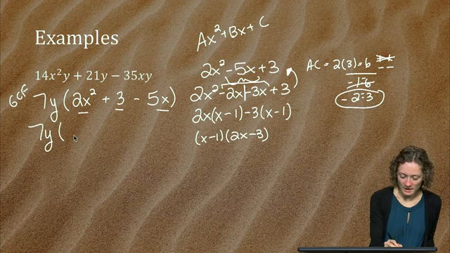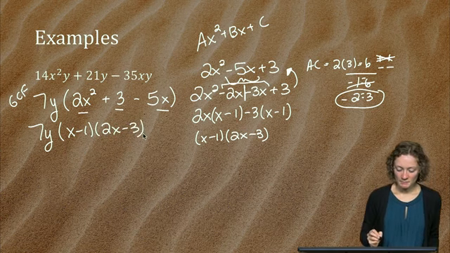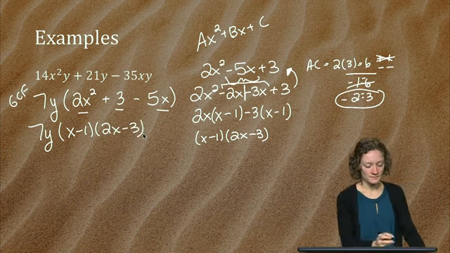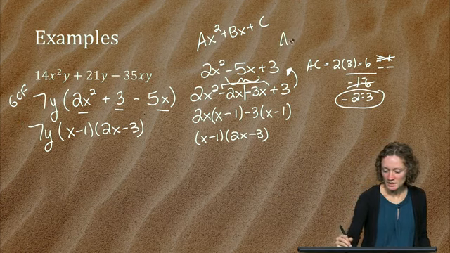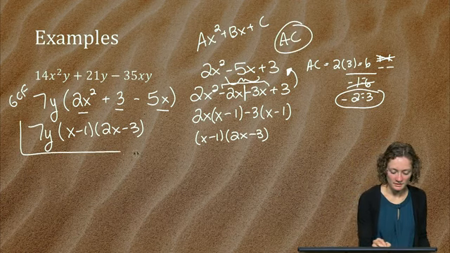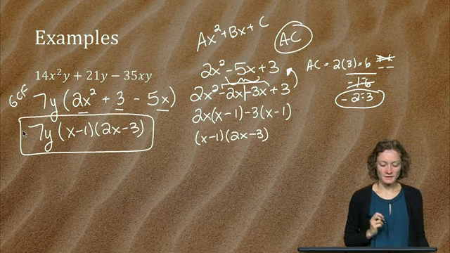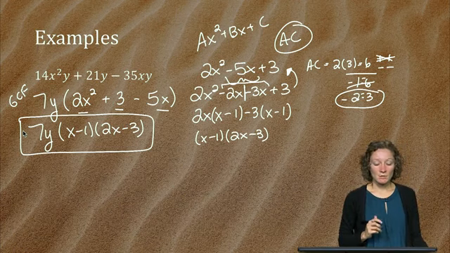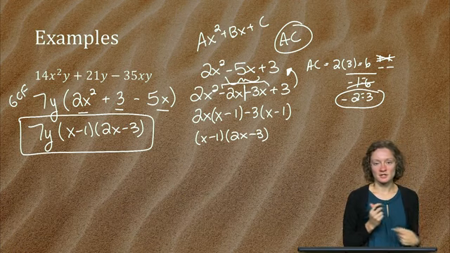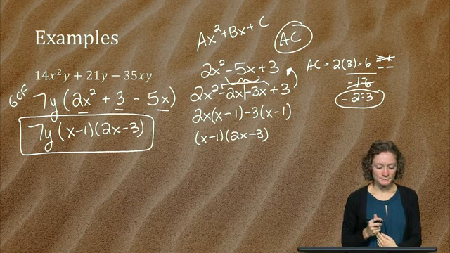So 7y times the quantity x minus 1 times the quantity 2x minus 3. Again, we used a C for this second part, getting us our final answer. It won't always happen that there's a greatest common factor and then also another method used.